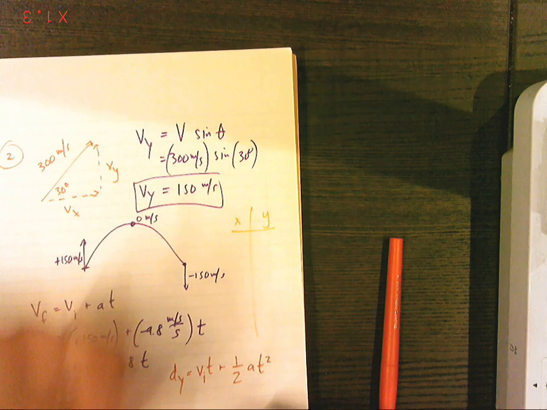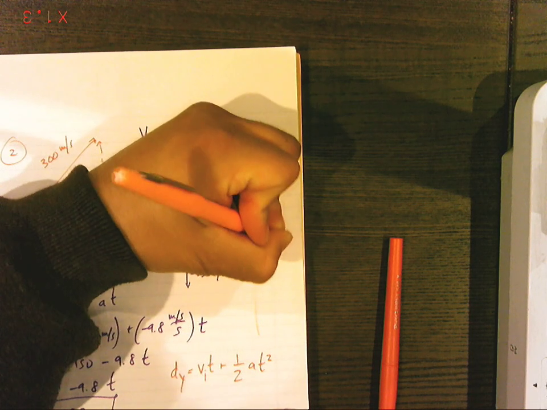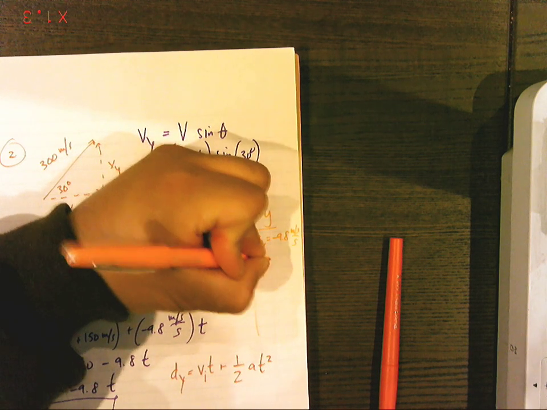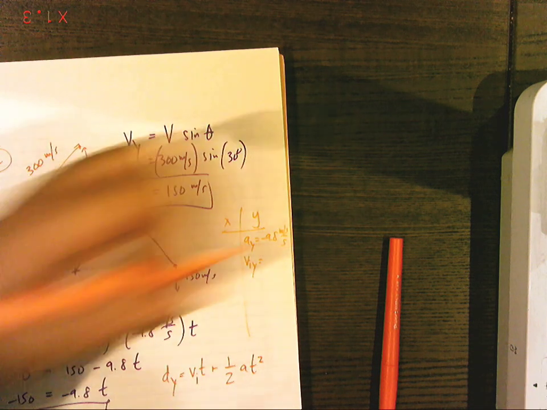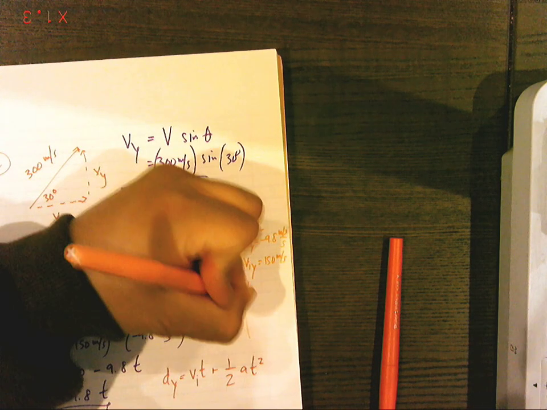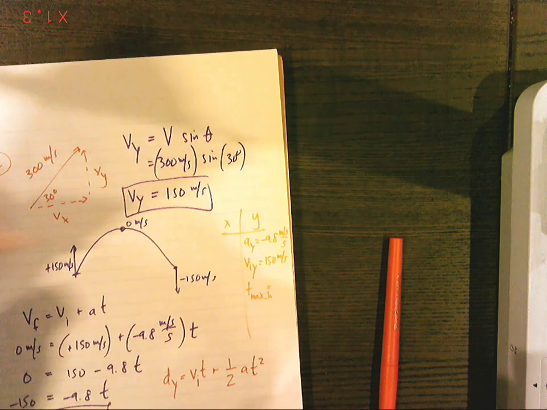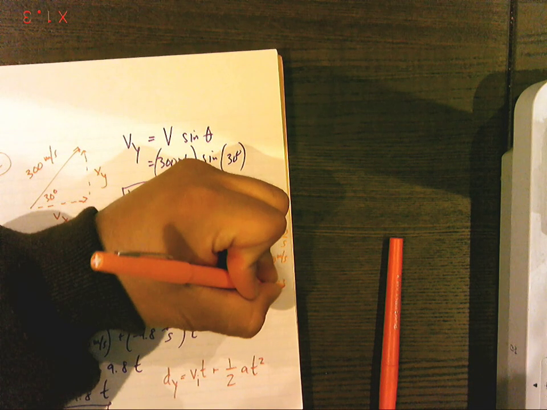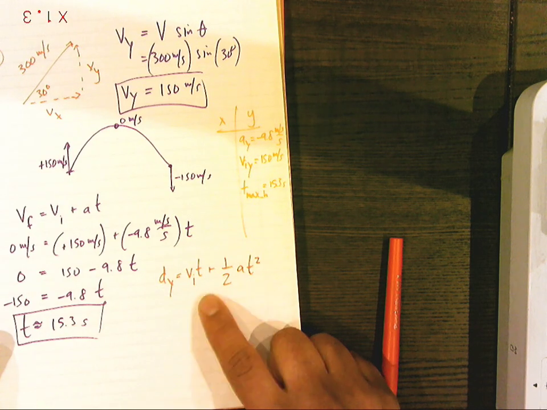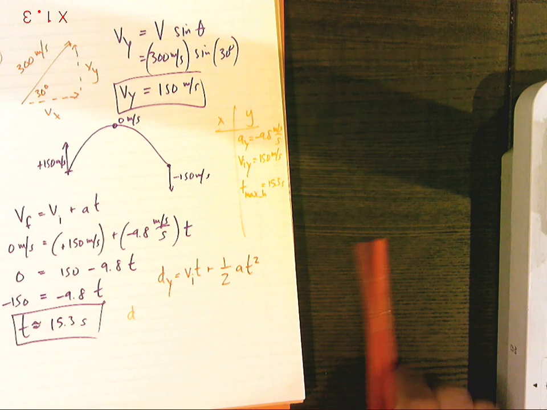X, Y. I'm in the Y, so I'm going to worry about the Y. What's my acceleration in the Y? My acceleration in the Y is a negative 9.8 meters per second per second. What's my initial velocity in the Y? My initial velocity in the Y was 150 meters per second. What's my time to the max height? That time was 15.3 seconds. I want to lay those out because those are the things I'm going to plug in. Let me go back to red, so I can see a little better.